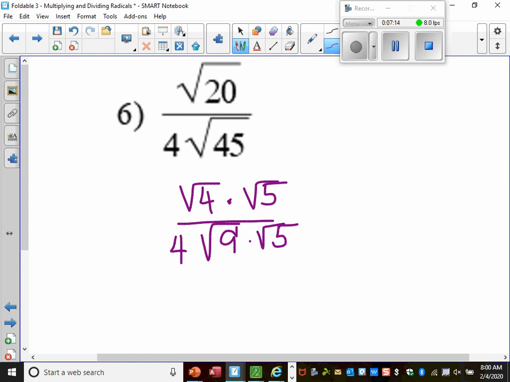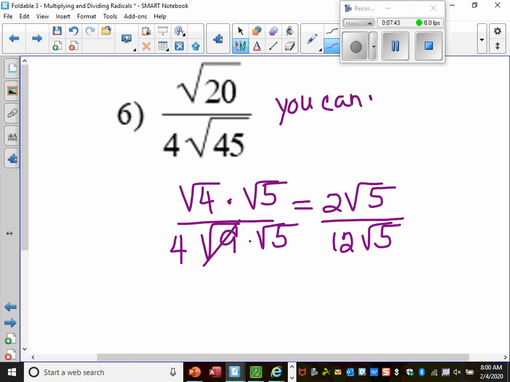So when I simplify the top, I'm going to end up with what? 2 rad 5. And at the bottom, take the square root of 9 out, which is 3. So I end up with 2 rad 5 over 3 rad 5. All right, now this is going to be a different process because we have a radical in the denominator. So one thing you need to remember, and please write this down somewhere, you cannot leave radicals in the denominator.